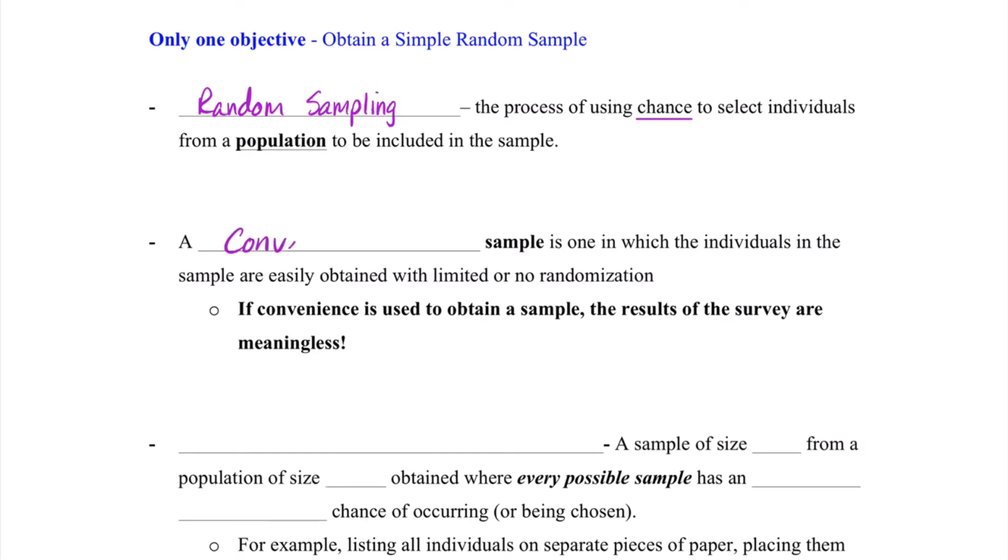On the other hand, a convenience sample then is one in which the individuals in the sample are easily obtained with limited or no randomization. This is a big deal to us here. A convenience sample means that the results of some survey are basically meaningless. We cannot trust a convenience sample. It opens up the door to too many different biases.